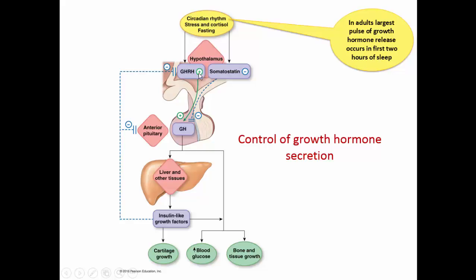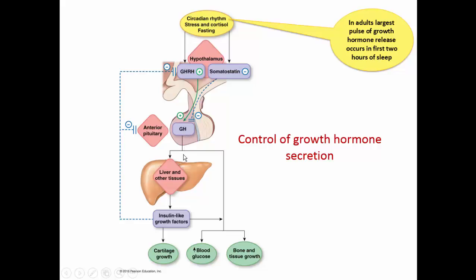So stimuli, such as the ones just described to the hypothalamus, promote the secretion of growth hormone releasing hormone, shown by this positive sign, and inhibit the secretion of somatostatin, shown by this negative sign. Remember that growth hormone releasing hormone stimulates growth hormone release and somatostatin inhibits growth hormone release. So with reduced somatostatin entering the circulation and increased growth hormone releasing hormone entering the circulation, we have a stimulus for the release of growth hormone.